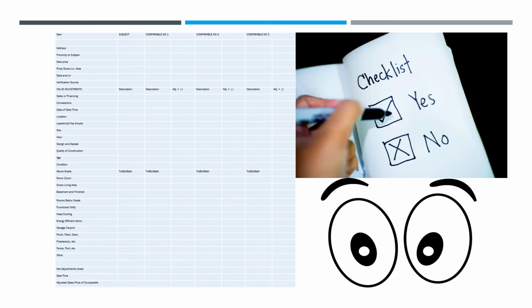Here is an example of an analysis sheet where we tabulate any adjustments. We gave a plus or minus valuation price to our three comparables for any difference found against the subject property. Now keep in mind that at the end, net adjustments should be no greater than 15% of the sales price.